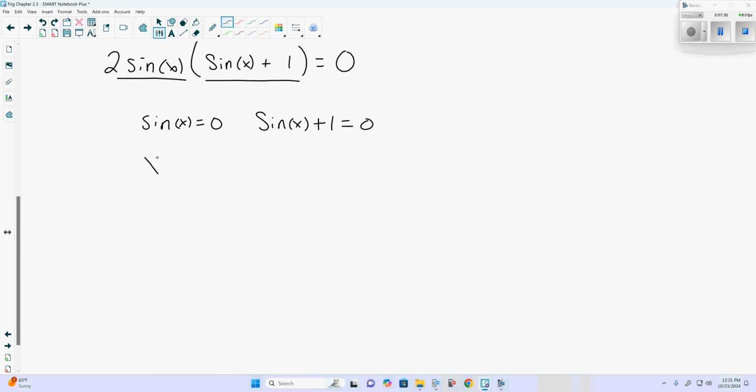Sine of x is already solved for. So we are looking between 0 and 2 pi for our values of x that will make sine be 0. And there are 2.